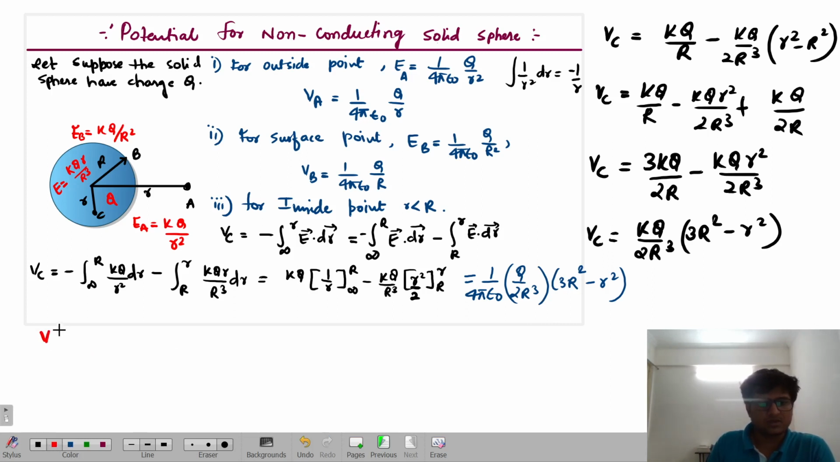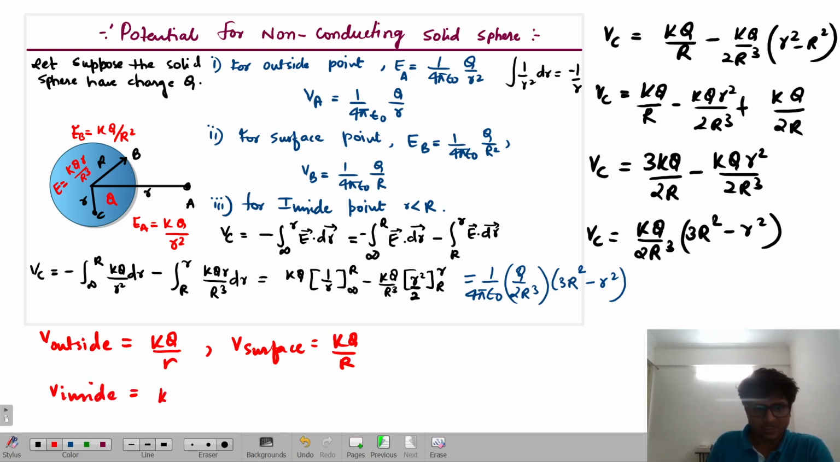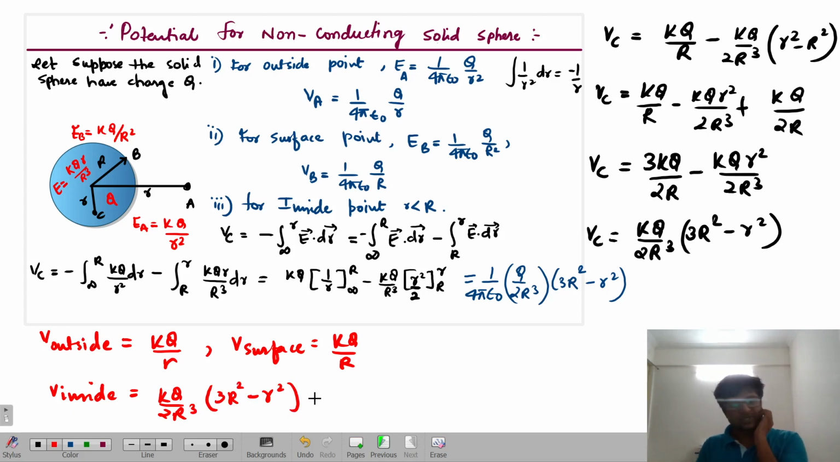So V outside is simply KQ by R, V surface is KQ by capital R, but V inside is totally different, which is KQ by 2R cube times 3R square minus small r square. And this implies potential at center is not zero. So potential at center, which means the small r will become zero, so this is 3KQ by 2R. Are you able to get me or not?